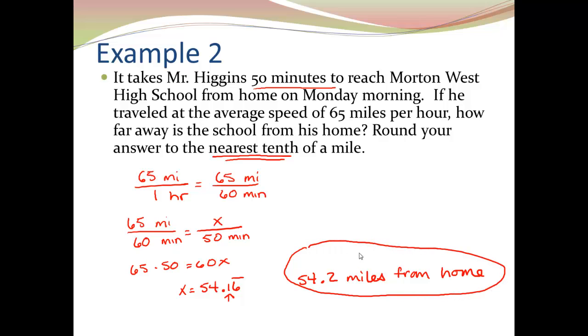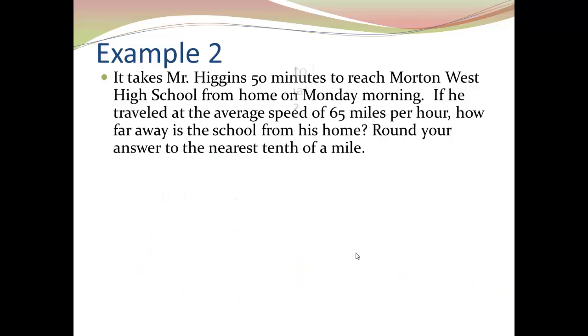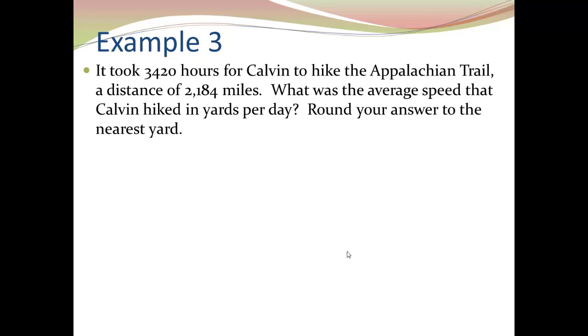Okay? Hopefully it's starting to make a little bit of sense. Alright, so in this next example, they're getting a little bit more difficult. Okay? It took 3,420 hours for Calvin to hike the Appalachian Trail, which is a distance of 2,184 miles. What was the average speed that Calvin hiked in yards per day? Okay? That's very important to look at there. Round your answer to the nearest yard. So, we need to find out a few things here.